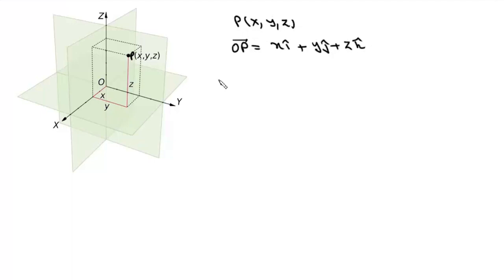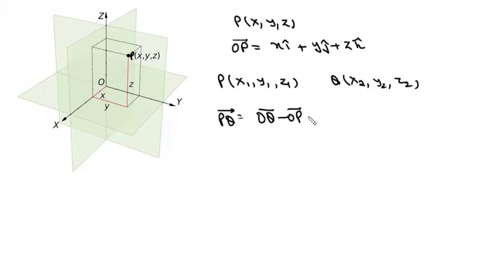Now suppose we have 2 points, say P, which is (x1, y1, z1), and another point Q, which is (x2, y2, z2). Then we can write this vector PQ as the position vector of Q minus the position vector of P, which is (x2 minus x1)i plus (y2 minus y1)j plus (z2 minus z1)k.